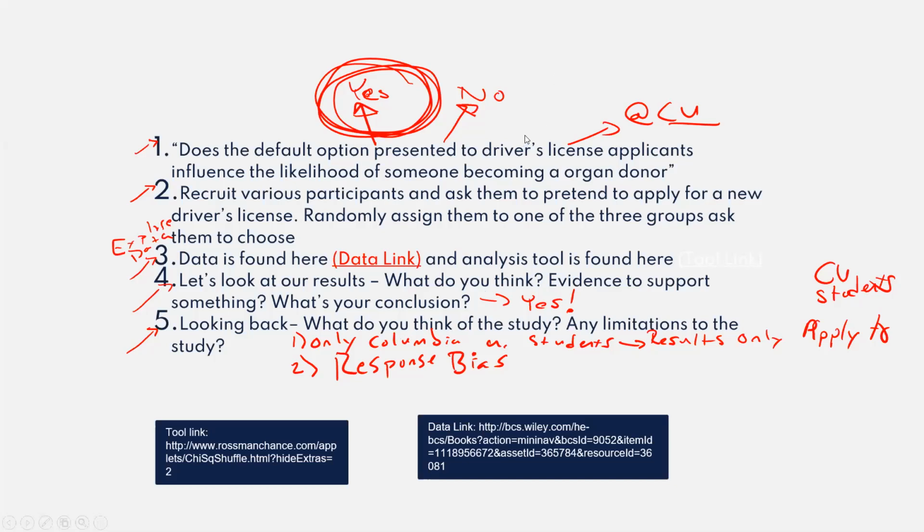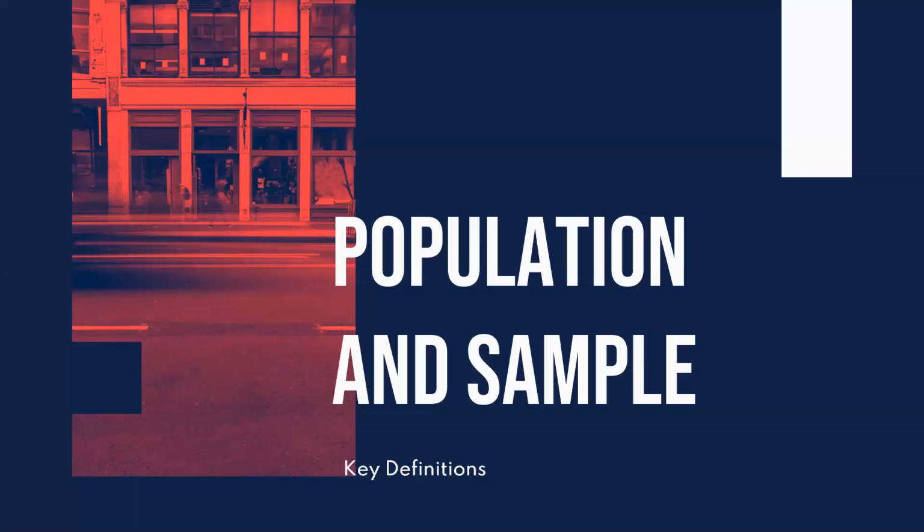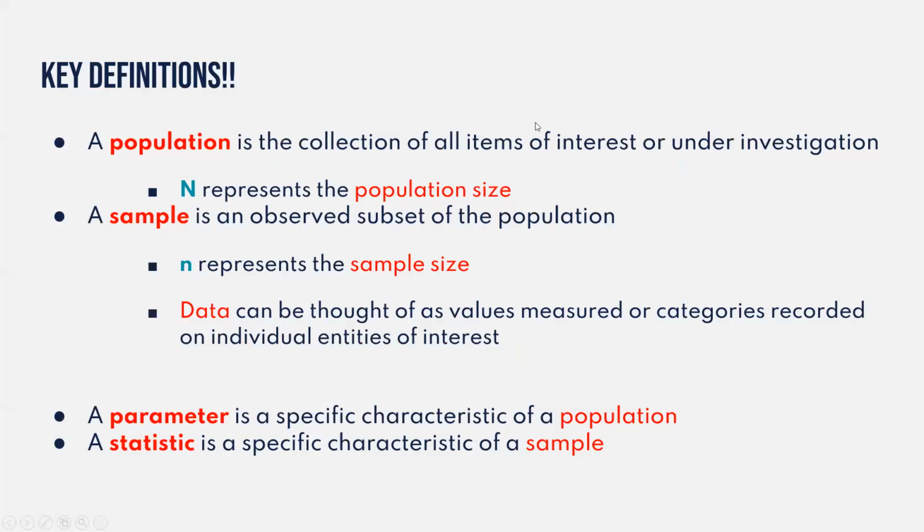Okay, so what I want to do now, we've got 25 minutes left of class, I really just want to burn through some definitions, okay? First, I want to talk about the difference between a population and a sample. These are key definitions, and they're incredibly important for the rest of the class because they're going to come up all the time. A population is a collection of all items of interest or under investigation.